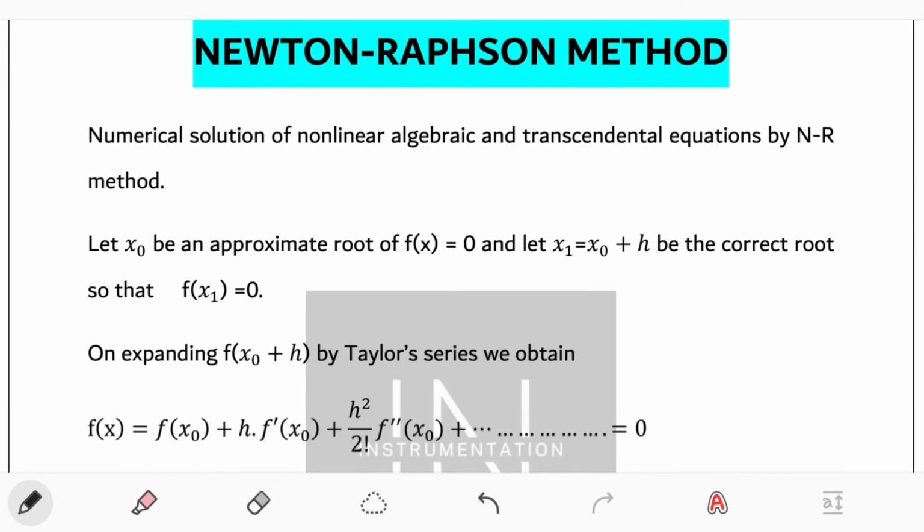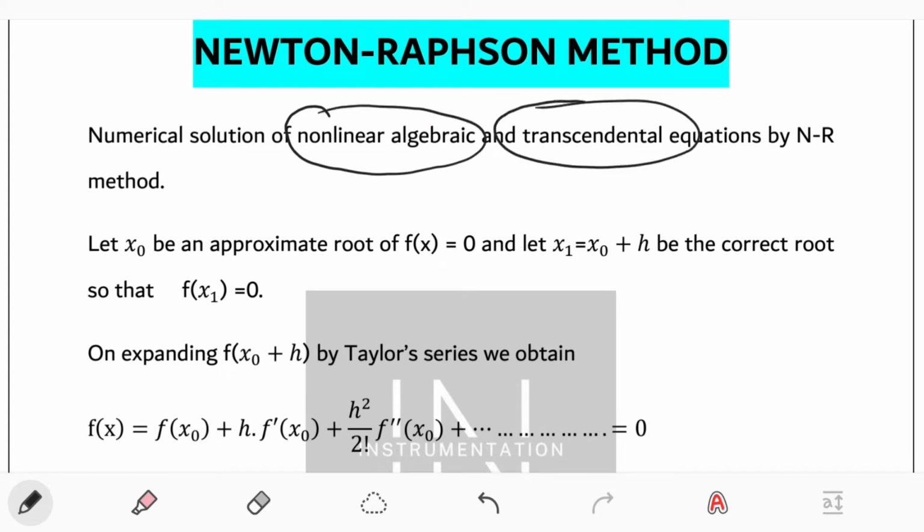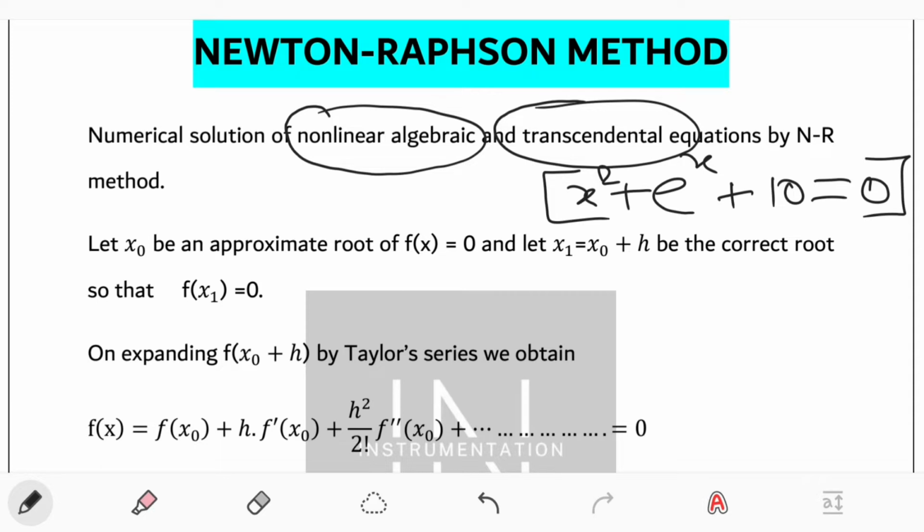So here, the Newton-Raphson method is used for the solution of non-linear algebraic equations and transcendental equations. The transcendental equation means the equation which contains trigonometric expressions, logarithm expressions. For example, I take x square plus e power x plus 10 equals to 0. Such a kind of equation you can consider as a transcendental equation. Here the algebraic quantity is there, while the exponential quantity is also present. There is a mixture of all the functions like trigonometric, logarithm and all those in a single equation. We call it a transcendental equation.